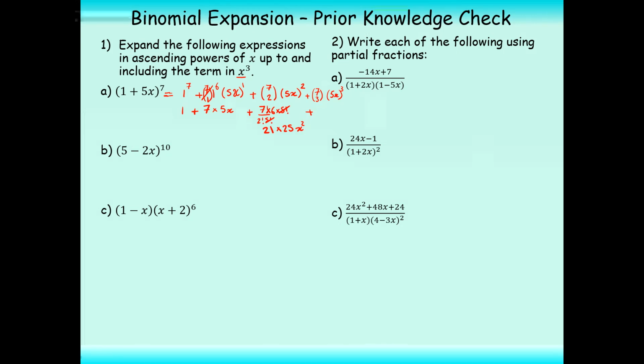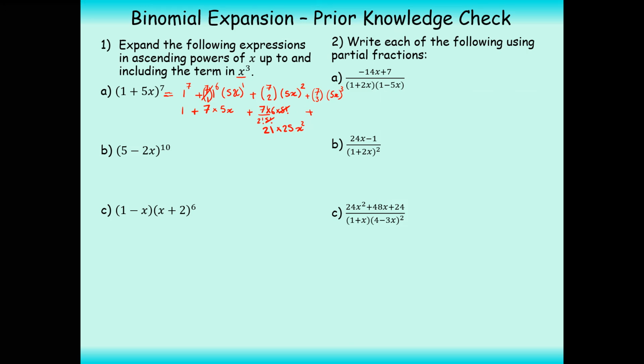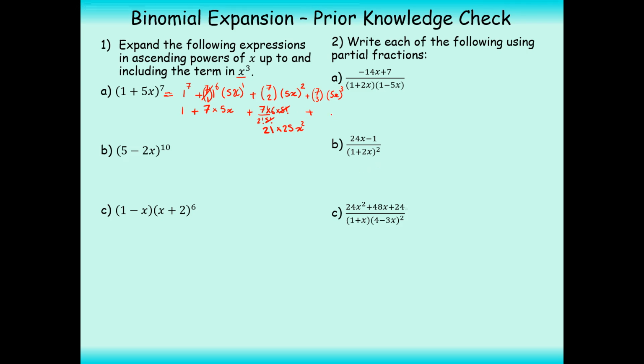So this would be my third term. 7 choose 3, I'm simply going to use a calculator. 7 choose 3 is 35. And we know 5 to the power of 3 is 125. And we'll have x cubed. So when you multiply out these numbers with each other, you end up with this answer here.